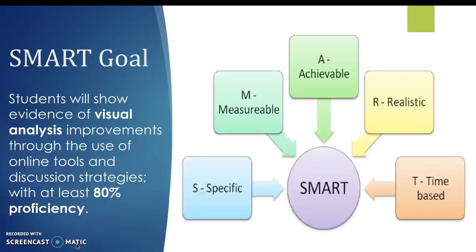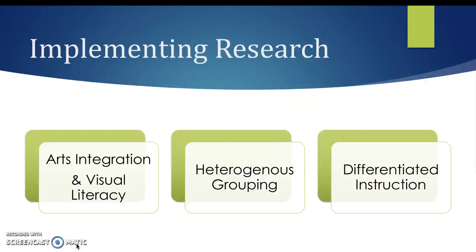So our SMART goal, we actually revised this several times to try to get the wording right. And so our final goal states that students will show evidence of visual analysis improvements through the use of online tools and discussion strategies with at least 80% proficiency. And so I will go through and let you know how this is going to be used. But first, we implemented our research from data meeting 3.